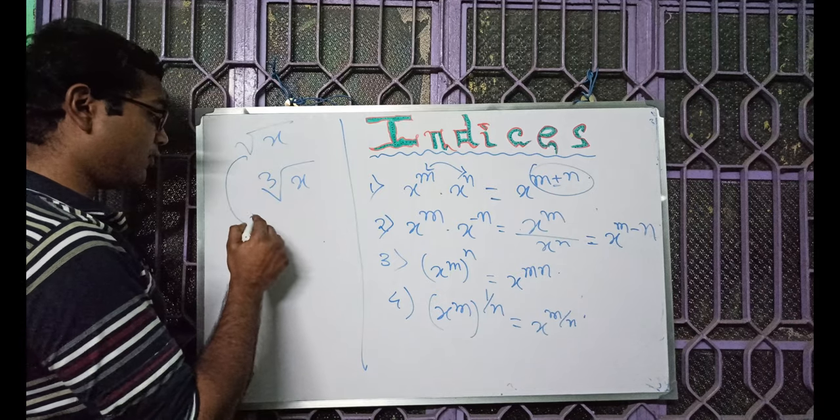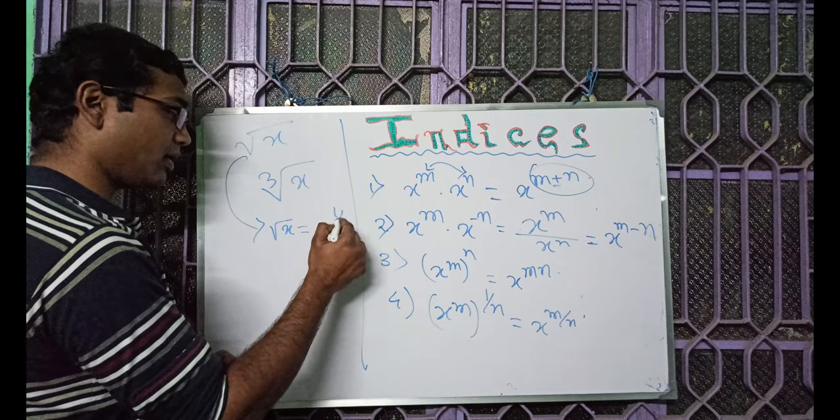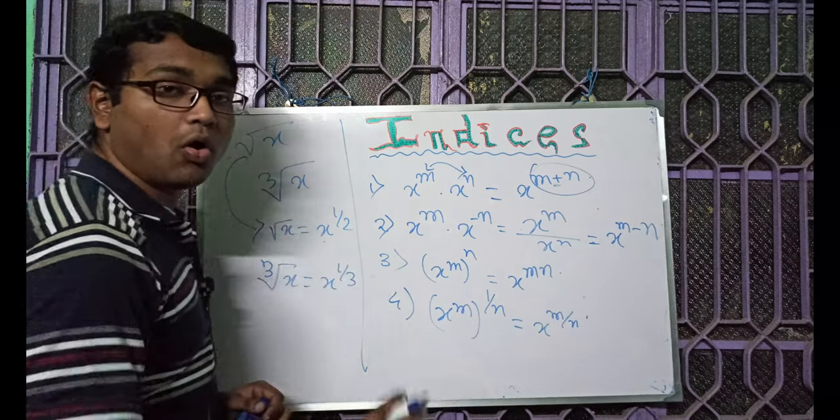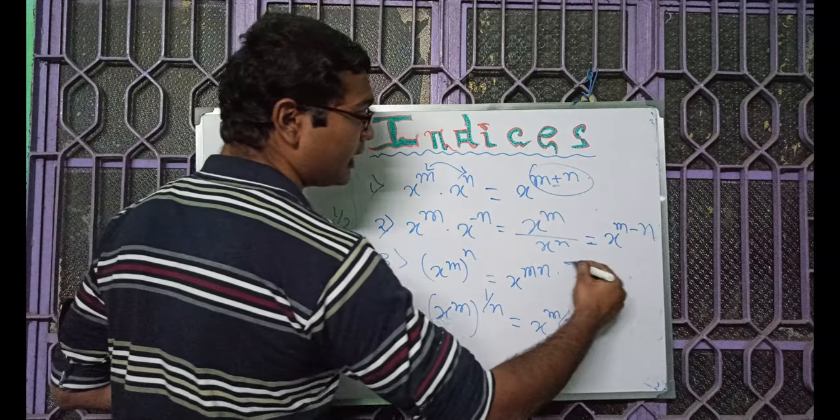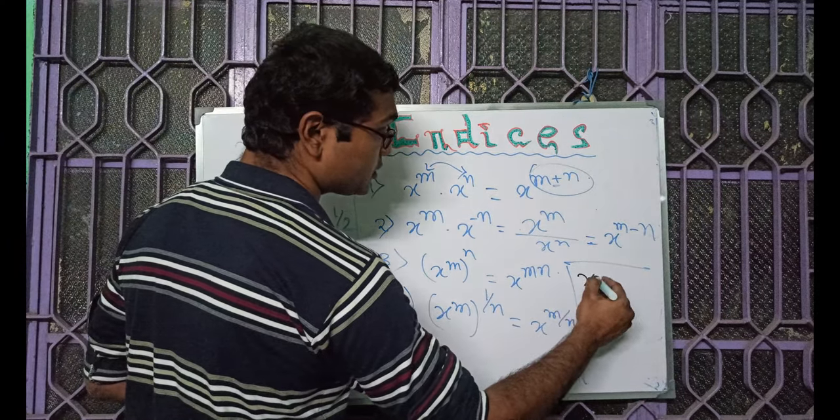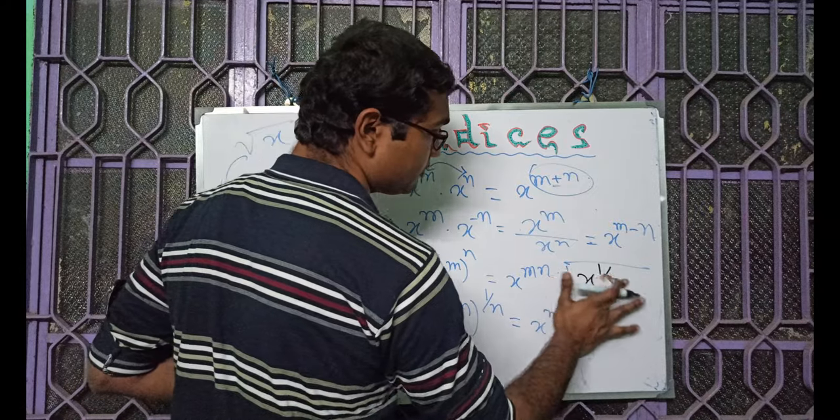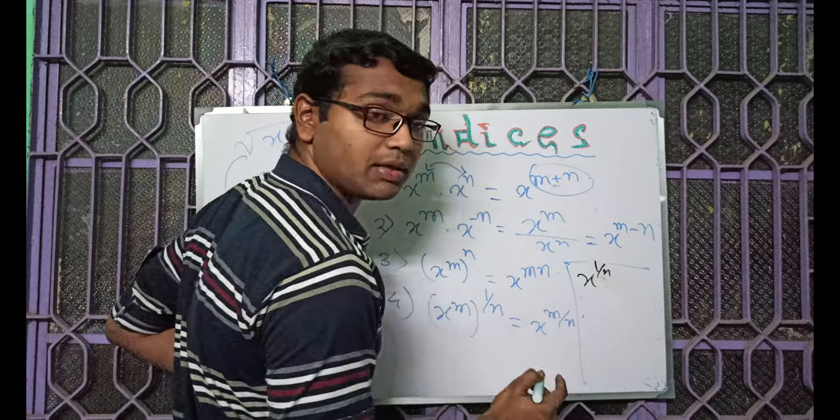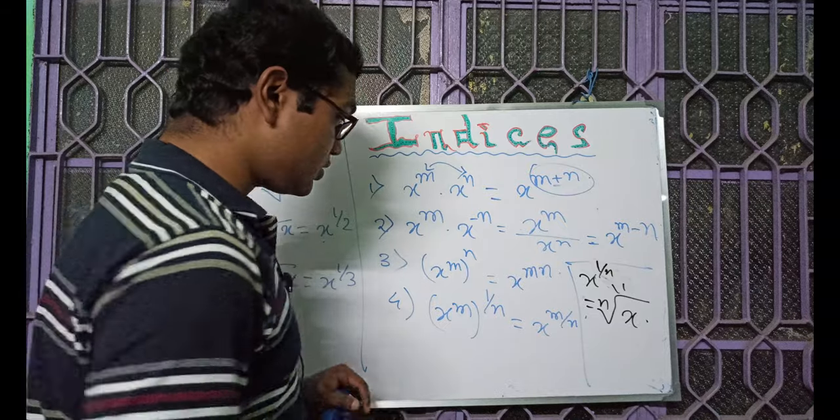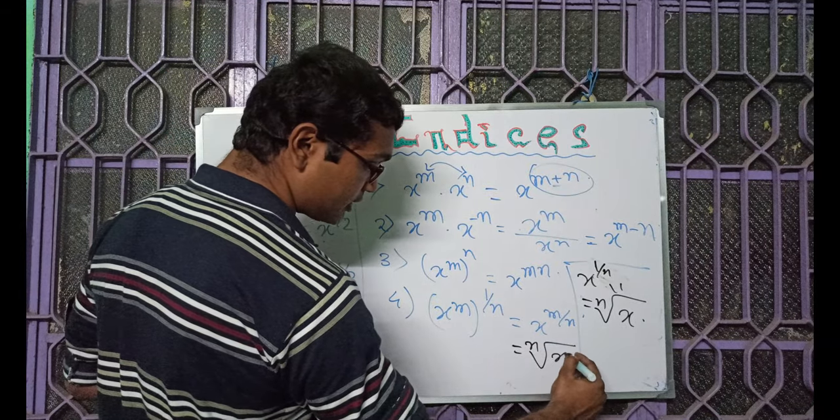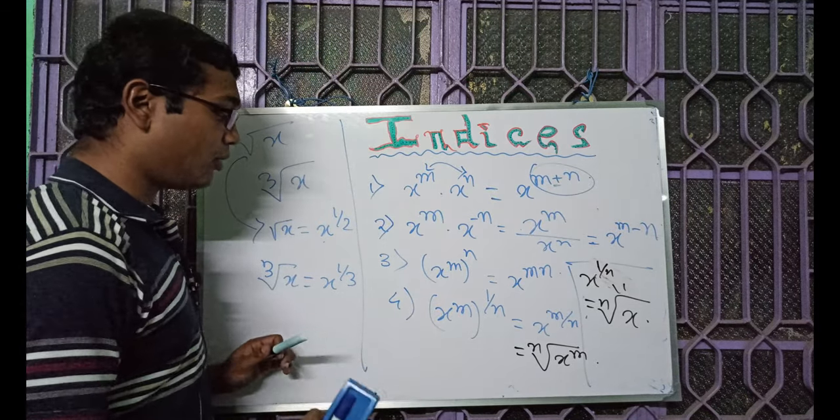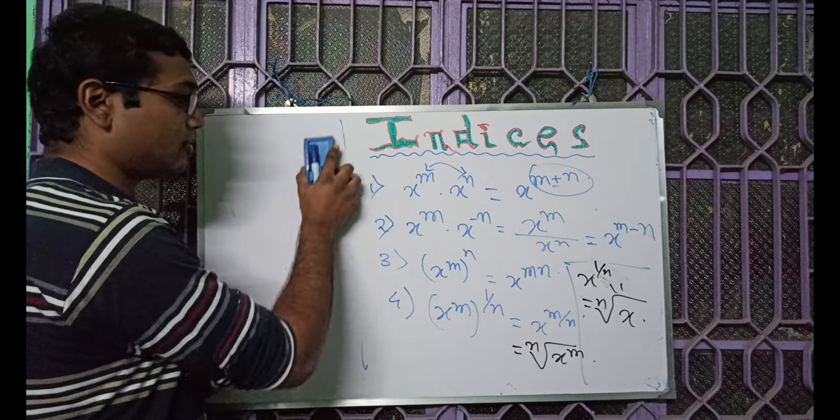So by default, root x is equal to x to the power half, cube root of x is actually x to the power 1/3, and so on. So what is this? If I write here x to the power 1 by n, what does it mean? It means the nth root of x. And what is the meaning of the nth root of x to the power n? So these are the four very important operations or rules of indices, right?